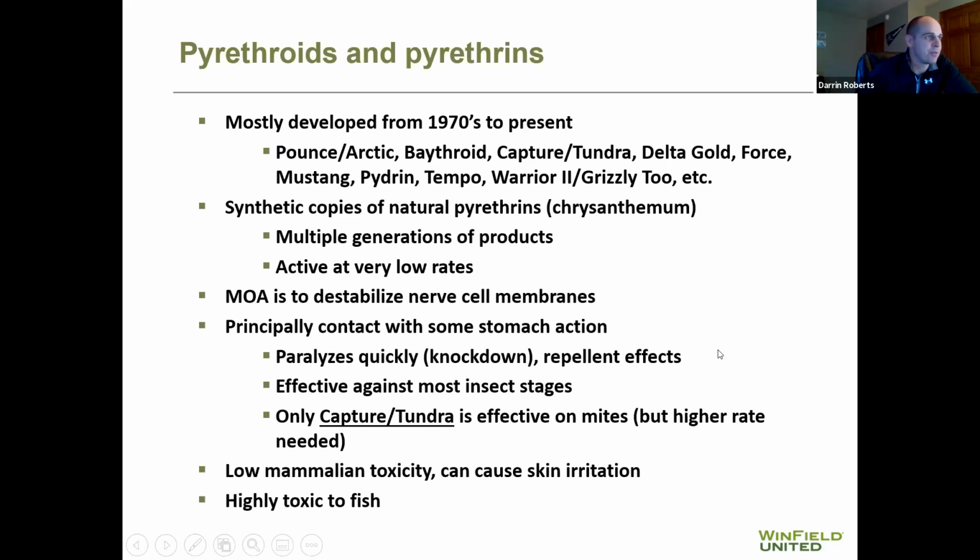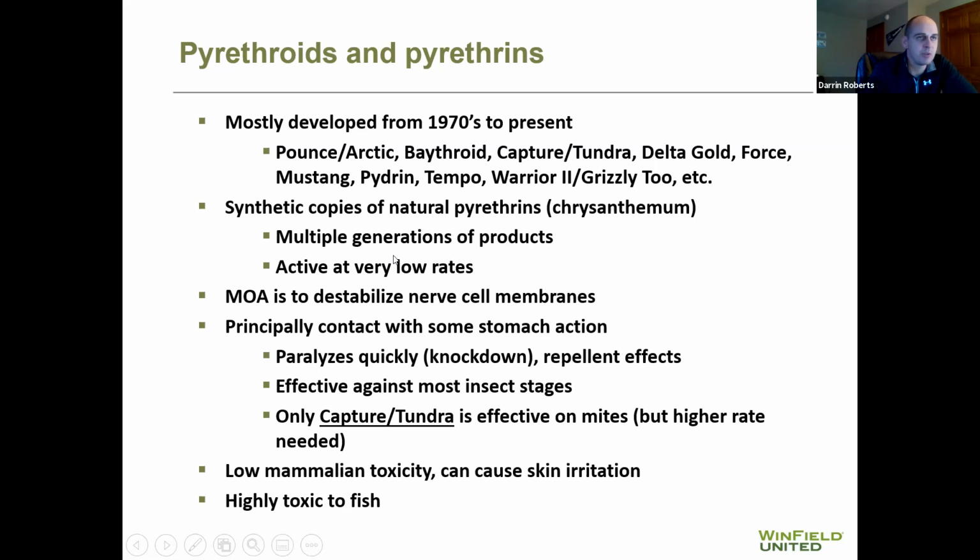Okay, so moving on to pyrethroids. These were developed from the 1970s to the present. Some of the common products that you know of on the market are listed there. And I've got another slide here down the road a little bit that separates these out a little bit more. Like I said, the pyrethrums or the botanicals would be very similar to this. The pyrethrins or the pyrethroids are kind of a synthetic version mimicking what's going on with those botanicals.